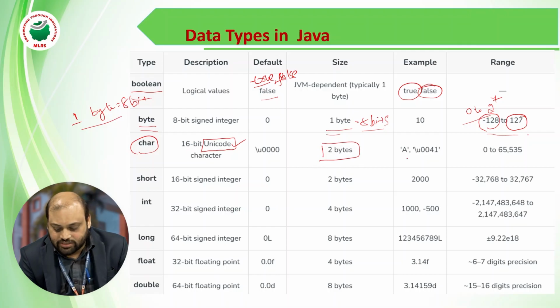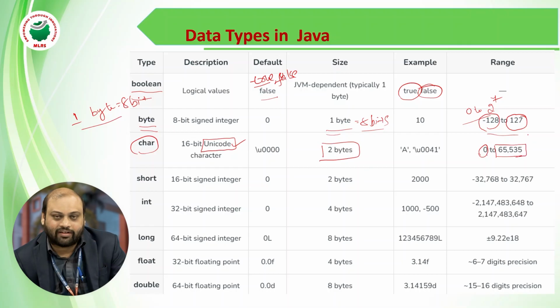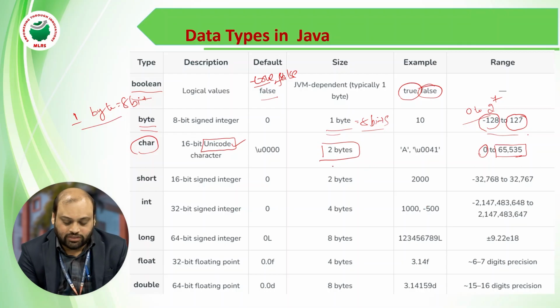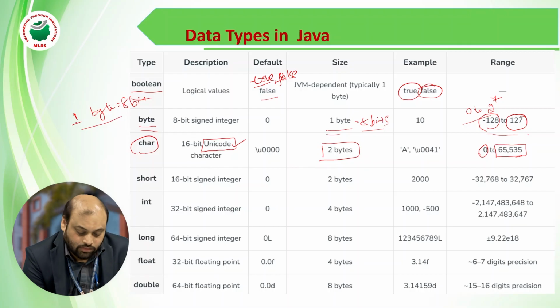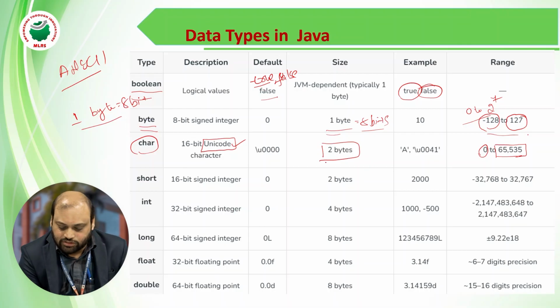The range is, as it is 16-bit, from 0 to 65,535 characters allowed in char. That is why the size is 2 bytes. So it's a Unicode character, while in C it is ASCII values. So the Java char data type's format is Unicode and the size is 2 bytes, and then the default value.